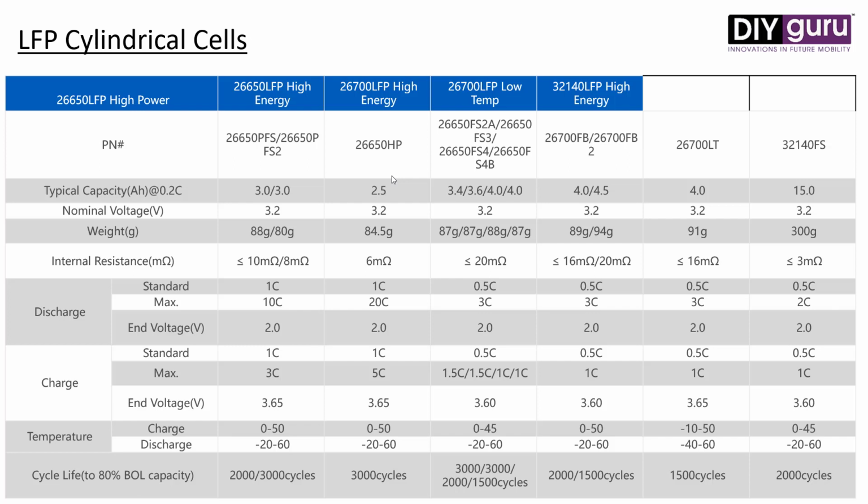Now, if you talk about the LFP cylindrical cells, their dimensions typically start from 26650 to 32140. So 26650 means the diameter of the cell is 26 mm and the length of the cell is 65 mm. At the same time, the maximum it could go up to is 32 mm of diameter and 140 mm of length.